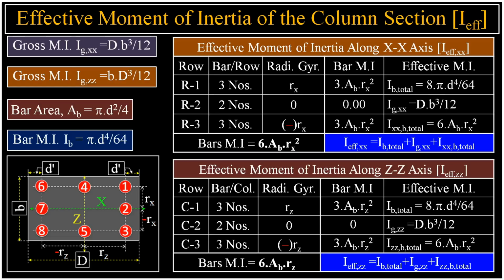Therefore, the total IEFFZZ is IB total, or 8 times IB, plus the gross IGZZ, plus IZZB total, or 6 times IZZB total. This completes the calculation of the effective moment of inertia, IEFF. We will now move to the next slides to discuss the concepts of moment magnification for the column section.